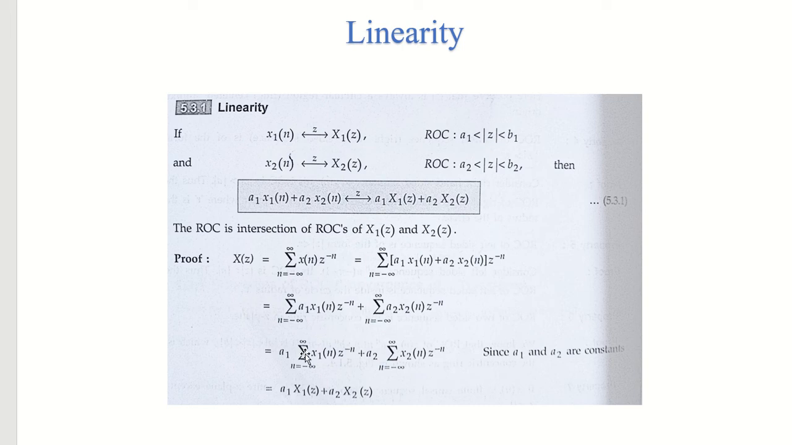And then what we have inside the summation, see, isn't it the formula for the Z transform of x1 of n and x2 of n, right? So instead of it, we will write x1 of z and x2 of z, and we will get a1 x1 of z plus a2 x2 of z. And hence, your linearity property has been proved.